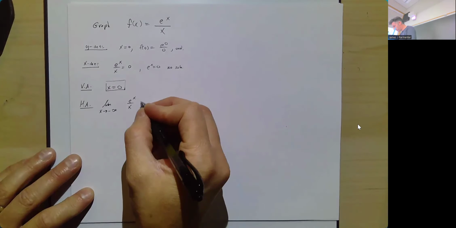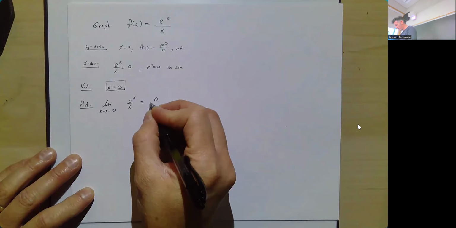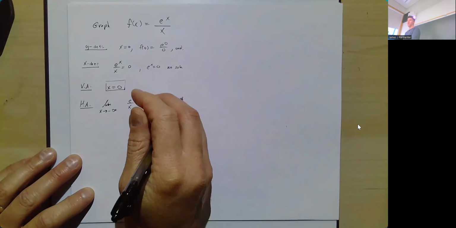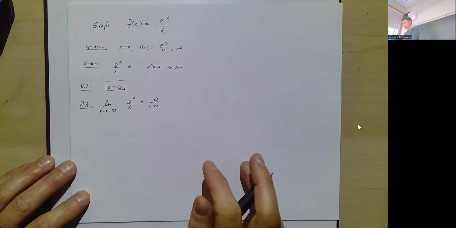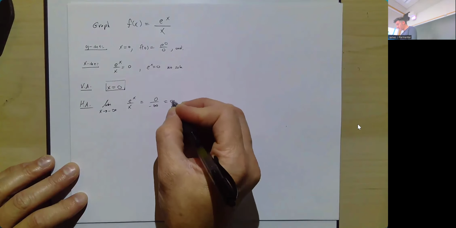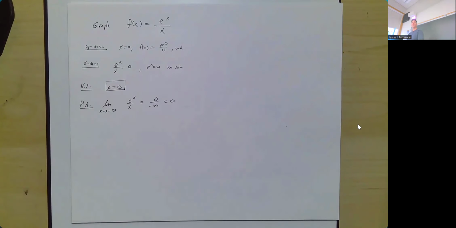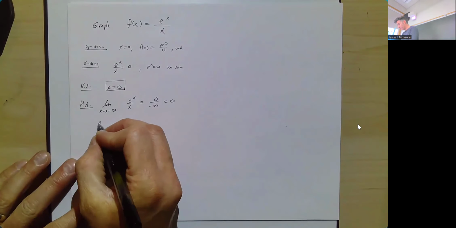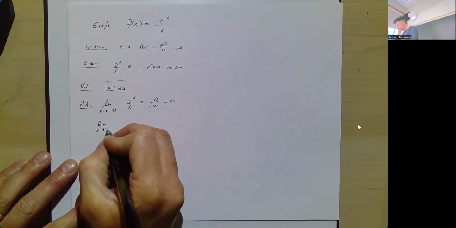Okay, so I know that the top is getting close to zero, the bottom is really big, and zero divided by a really big number is still zero. So we're going to have a horizontal asymptote to the left. The thing that's challenging about this particular example is if you look to the right, it's not immediately clear.